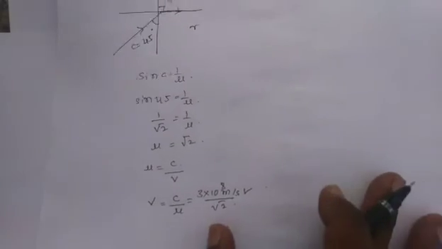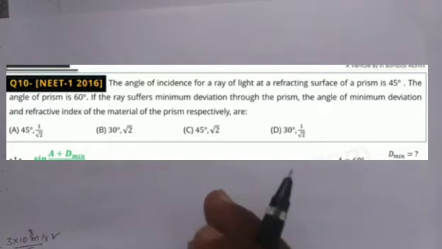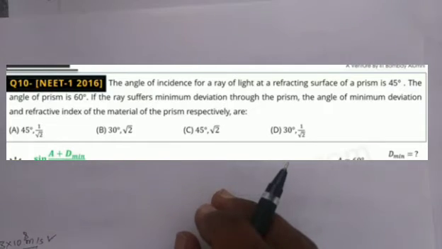Next question: the angle of incidence for a ray of light at a refracting surface of a prism is 45 degree. The angle of the prism is 60 degree. If the ray suffers minimum deviation through the prism, the angle of minimum deviation and the refractive index of the material of the prism respectively are.